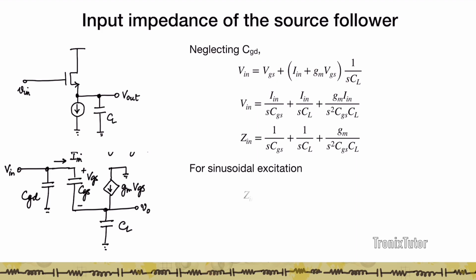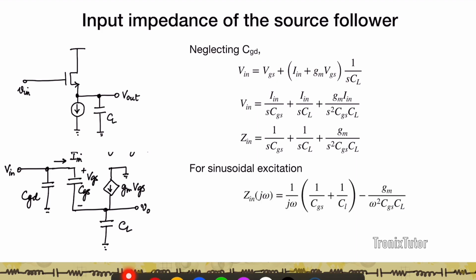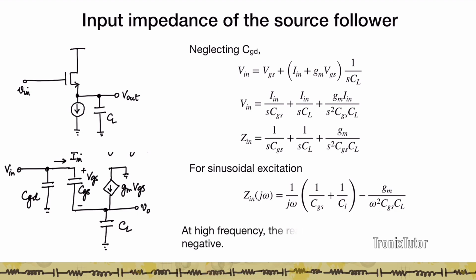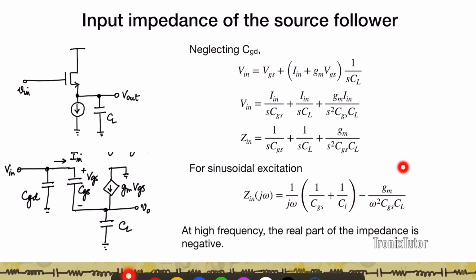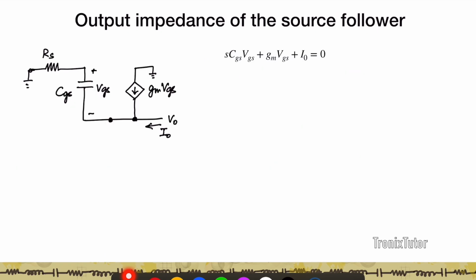Now why is that important? If you look at sinusoidal excitation and s is jω, Zin(jω) becomes 1/(jω) into this, minus gm² by ω²CGCL. So what you see here is that at high frequencies, the real part of the impedance becomes negative. So what we're getting is a negative resistance effect. And it's purely happening in the source follower, right? Purely coming from the fact of this s² that is coming into the source follower. So this gives you interesting possibilities when you start looking at the design of oscillators, etc.